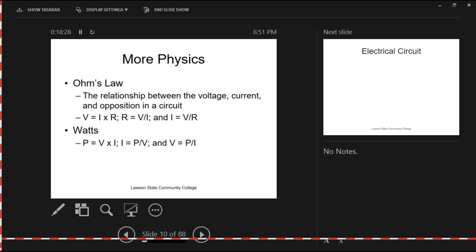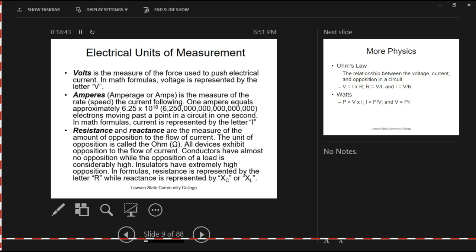Now we have a law of electricity. This is called Ohm's law. And basically it gives us the right relationship between these, so we can calculate the voltage. In formulas, we represent voltage as V. For current, we use the letter I. And for opposition, we use R for something we call resistance, and then we use either X of L or X of C for reactance, but don't worry about this. In fact, I need to cut that out of this class.